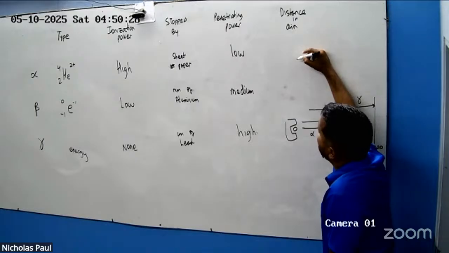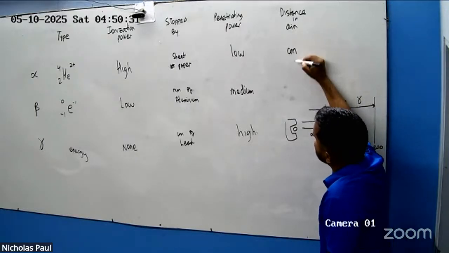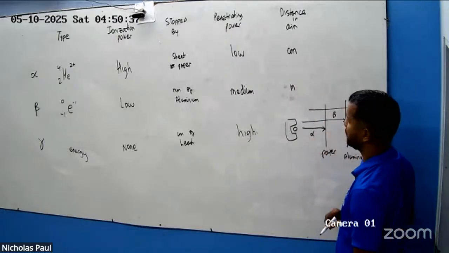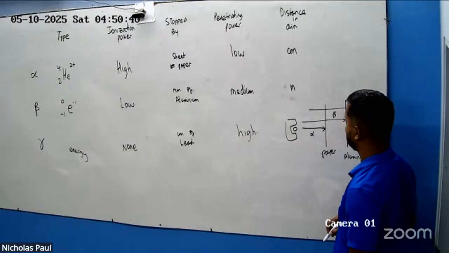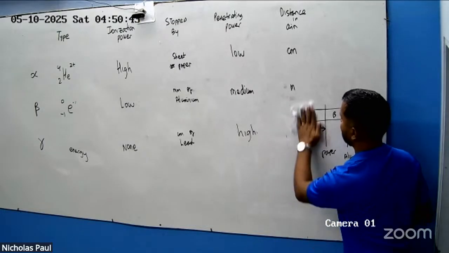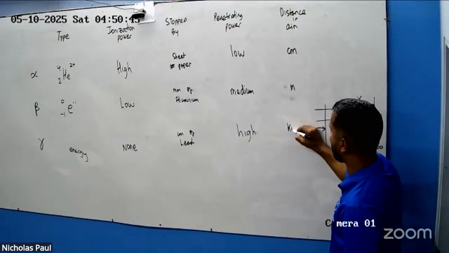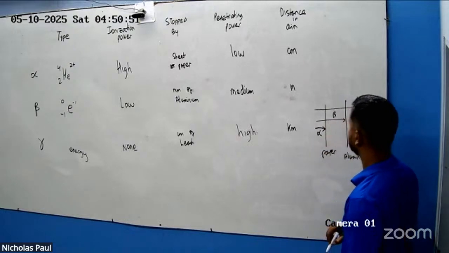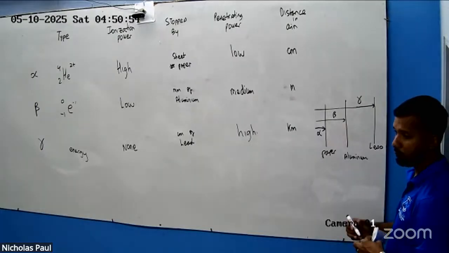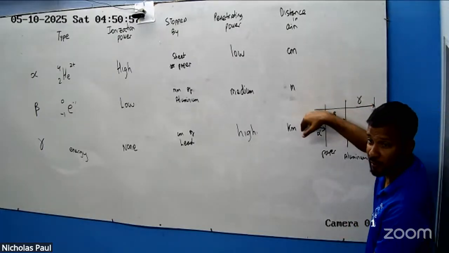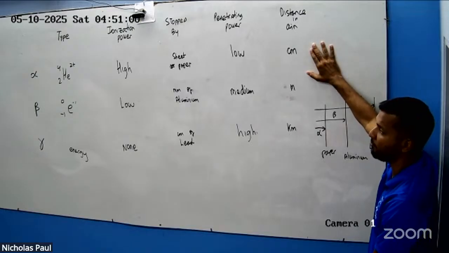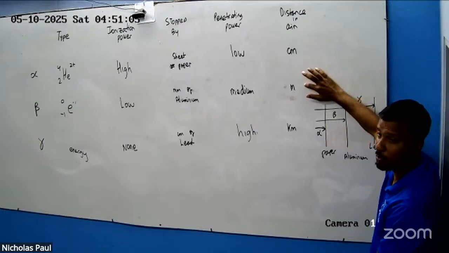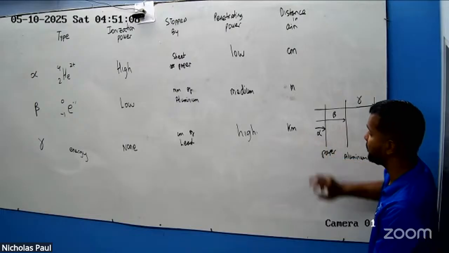How far does alpha travel in air? It travels a few centimeters. Beta travels a few meters. And gamma travels a few kilometers. This is how far they travel in air. So if you were to allow alpha to go in free air, it will travel a few centimeters before it stops. Beta will travel a few meters, and gamma will travel a few kilometers.